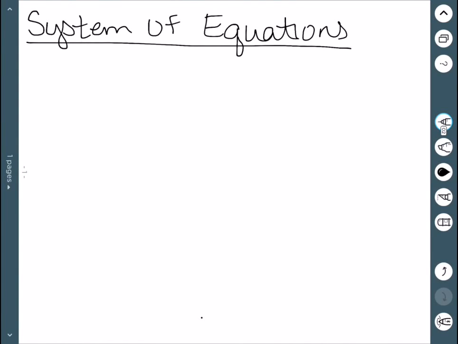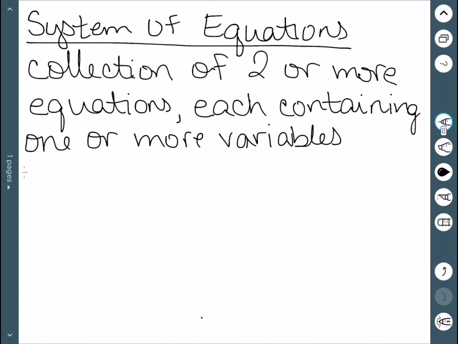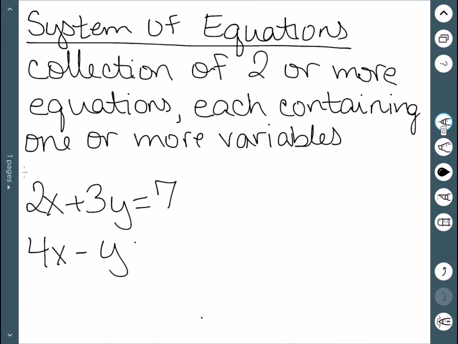Well, here we'll talk about systems of equations and one of the first ways to solve these, called substitution. First, what is a system of equations? A system of equations is a collection of two or more equations, each of which should contain one or more variables. We can have something like 2x plus 3y equal to 7, or 4x minus y equal to 0. This would be a single system of equations. In particular, this one has two equations and two variables.